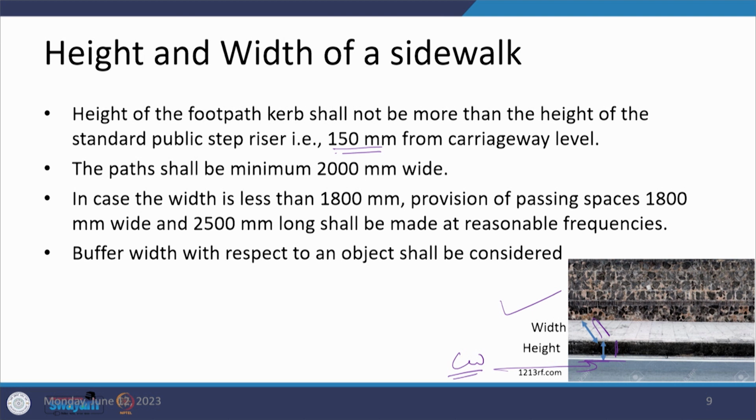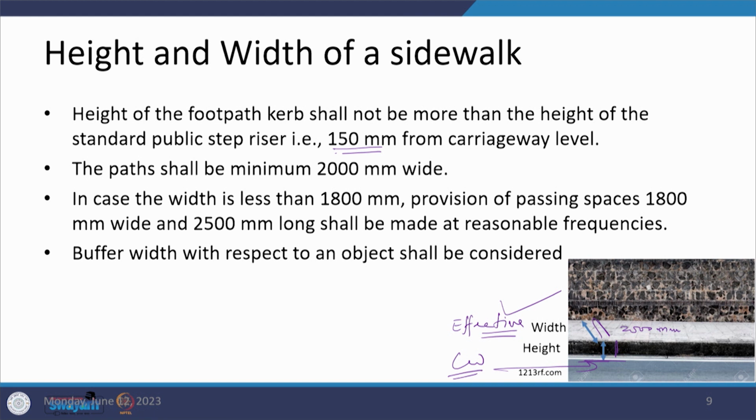Then another thing is the width. This width has to be a minimum of 2000 mm, that has to be provided here. But when you are talking about this width, we have to keep in mind that the value we are talking about is the effective width.